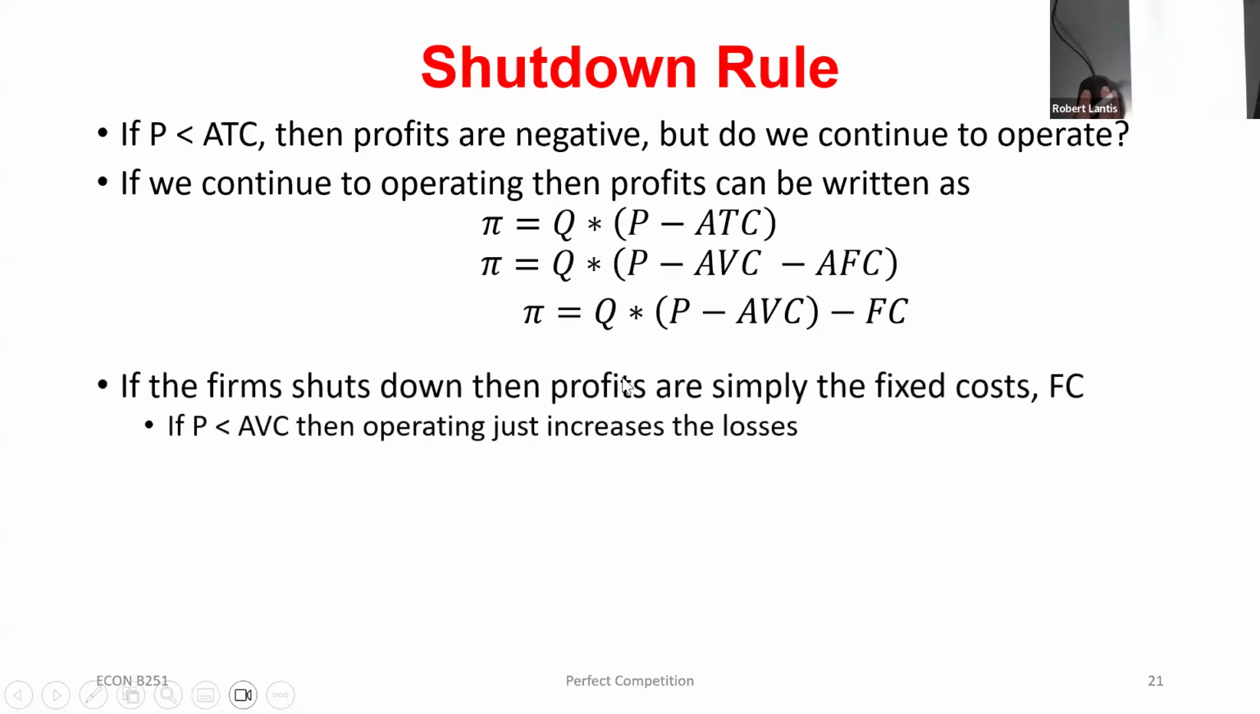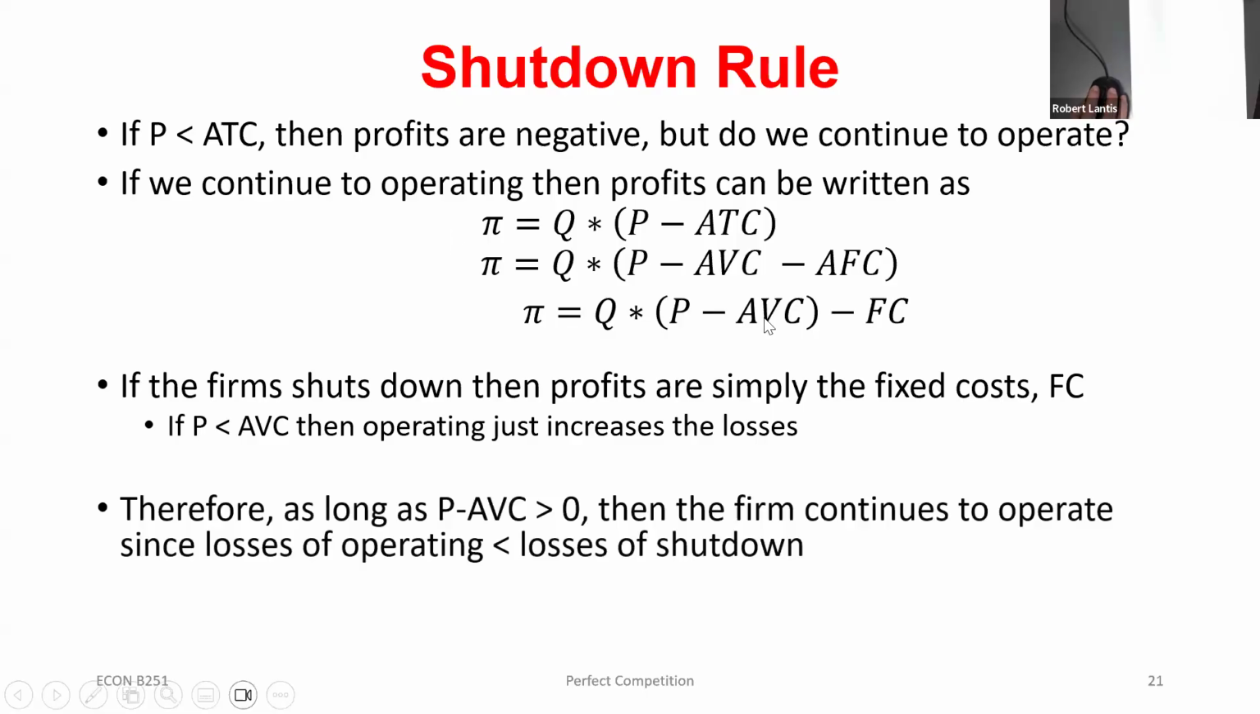So if I shut down, what are my profits? Simply my negative fixed costs, right? If price is below average variable cost, what's going to happen to my profits? Well, if I stay open, I'll have negative fixed costs plus some quantity times another negative value, if price is below average variable cost. So my profits will be an even larger negative value, or my losses are going to be higher. Another way of thinking about this: if I'm maximizing my economic profits, I'm minimizing my losses. Saying the same thing, just slightly different.